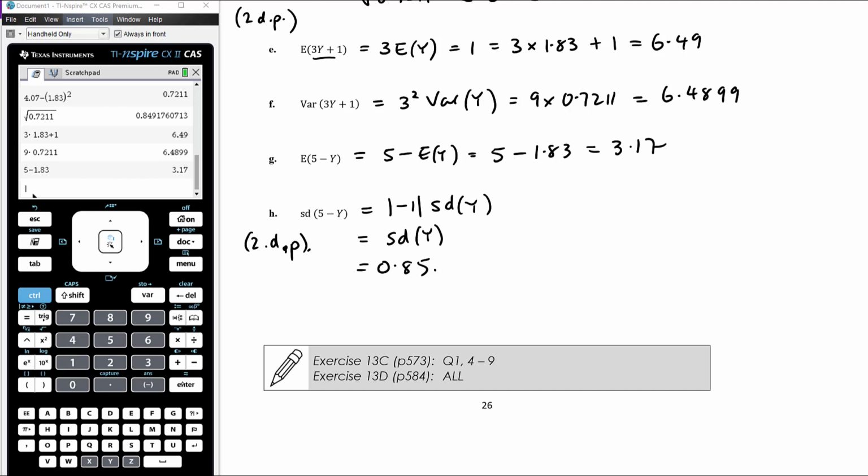If you want to have a bit of a go at this work, these are the questions I would usually set from 13C and 13D. By all means, you can have a little dabble around in there and have a play if you need, but I'm not going to insist that that work be completed. We'll move straight on to the binomial distribution in our next video.